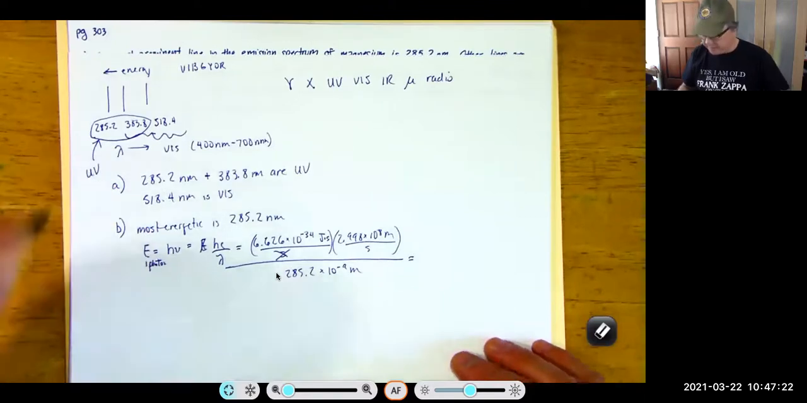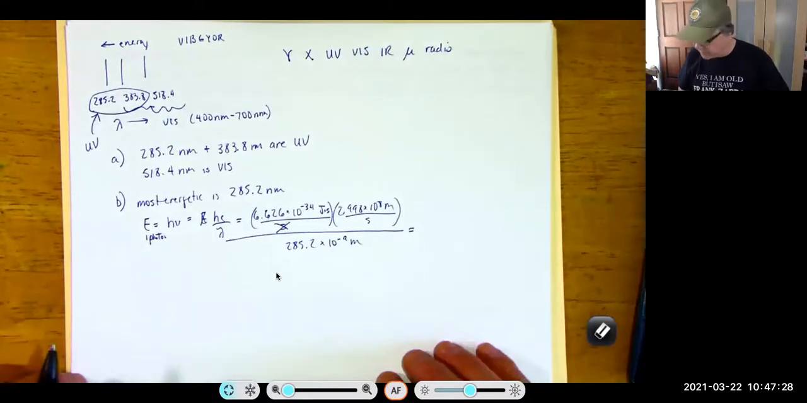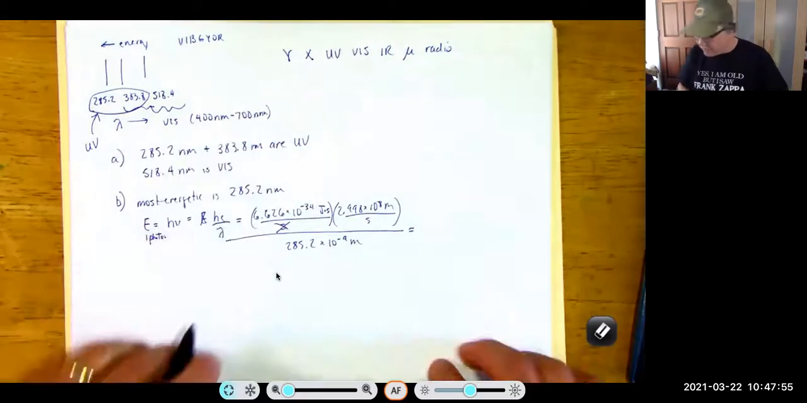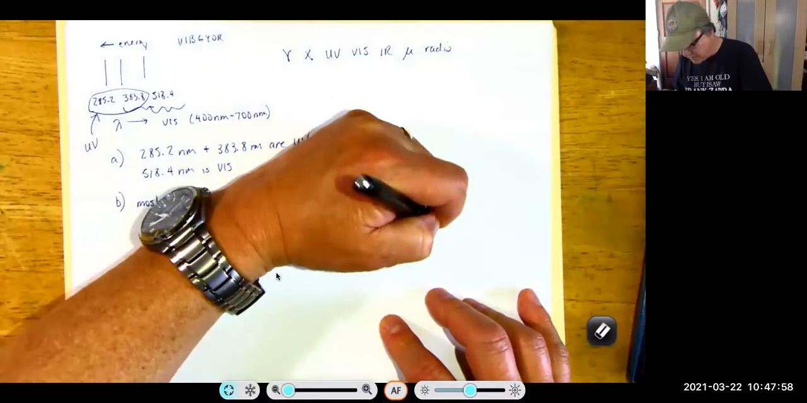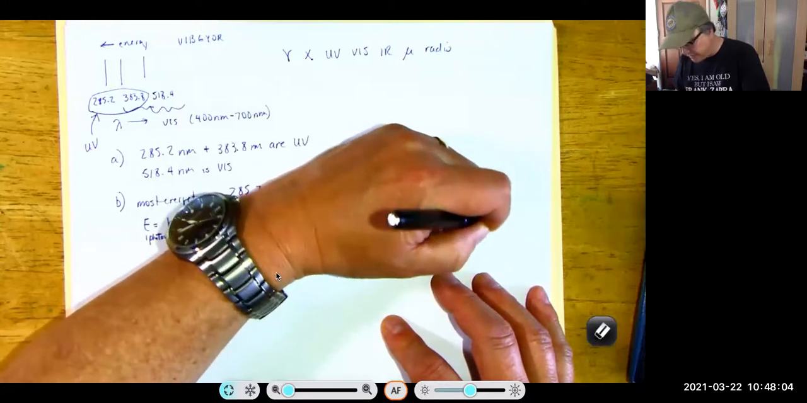One photon. So what do we need to do with this number? We're going to have to multiply by 6.022 times 10 to the 23rd. So let's see what we get. 6.626 E negative 34 times 2.998 E 8, and then divided by 285.2 E negative 9. So here I'm going to get four significant figures, 6.71196 times 10 to the minus 19 joules.